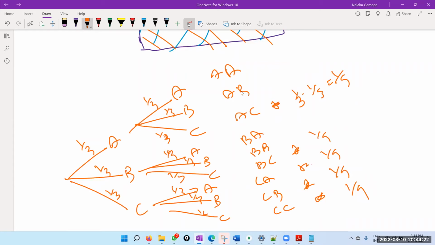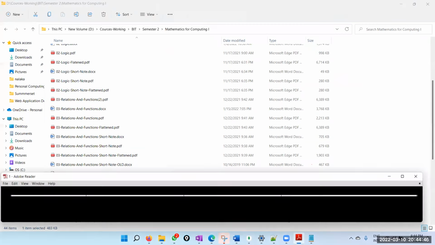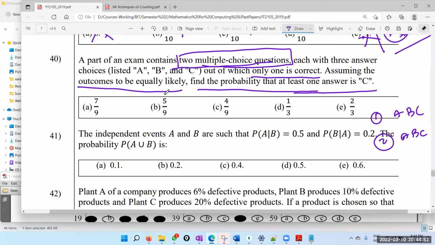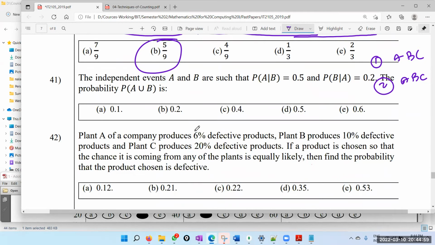So therefore you have to add it because they are mutually exclusive. 1, 2, 3, 4, 5. 5 divided by 9. At least one answer is C in 5 divided by 9 situations, because these are the only places where there is no C answer. Answer must be 5 divided by 9. Okay. Five divided by 9. So 40B. Yes, 40B. Right. 41. It looks very simple question.